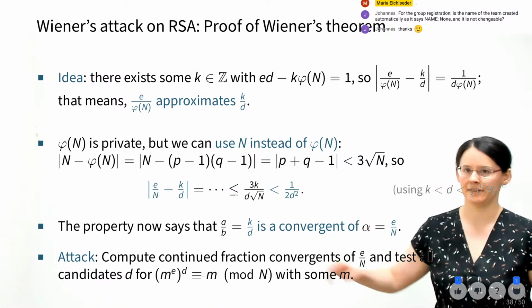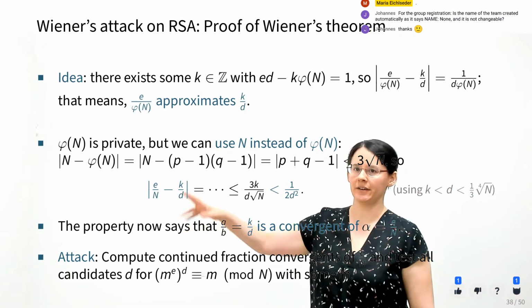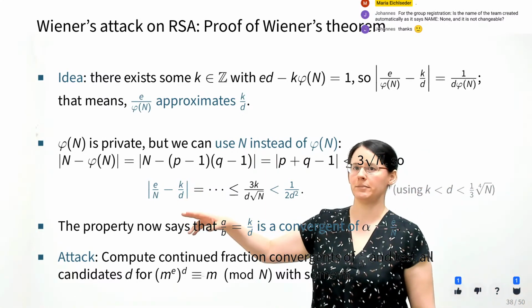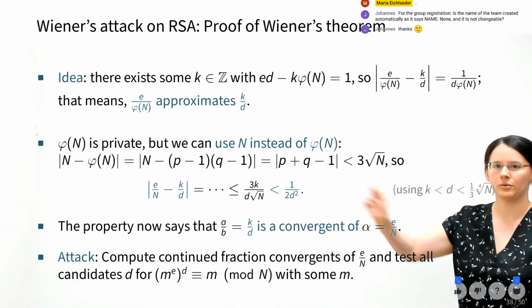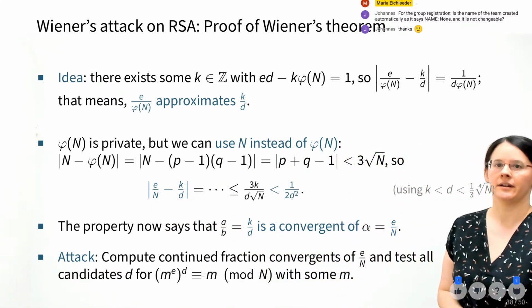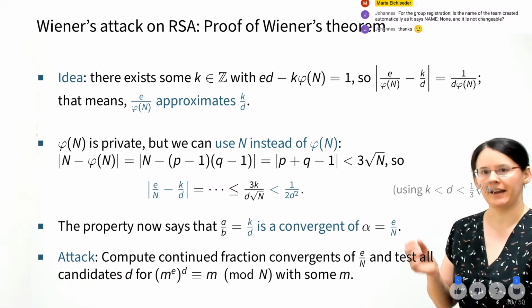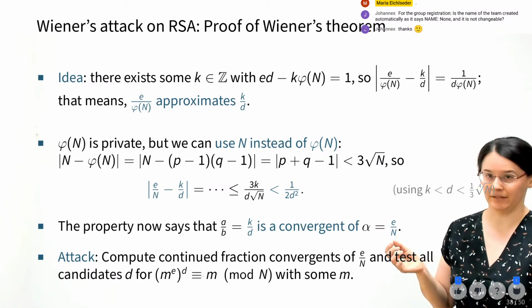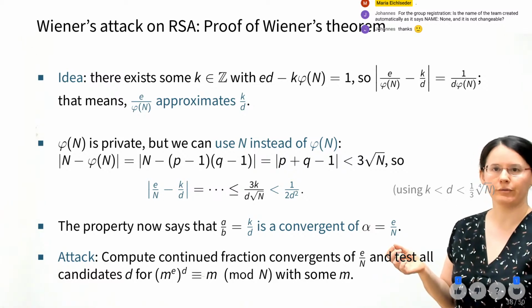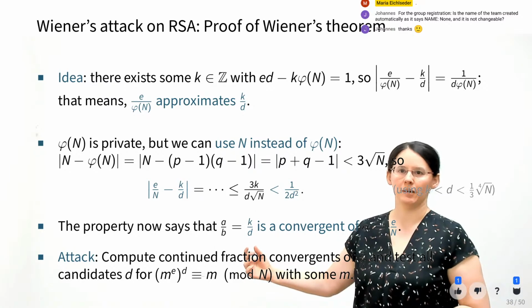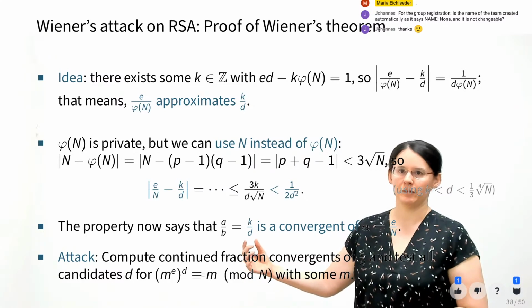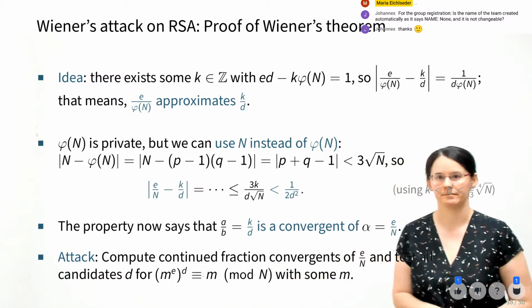More specifically, this unknown value here, k divided by d, must be a convergent of this known value here, because the two are close enough together. So what we can now do is take the public number e divided by n and simply look at all of its convergents until something divided by d pops up, and d can be verified as the private key.